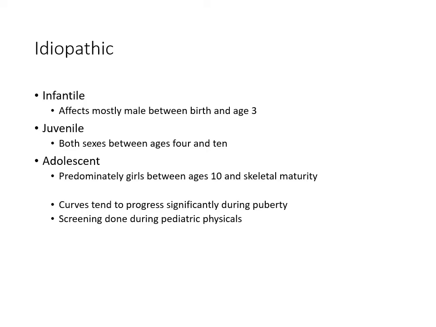The infantile one mostly affects male children from birth to age 3, and the juvenile one affects both sexes equally between the ages of 4 and 10. Adolescent is the most common one, and this is most commonly seen among girls between the age of 10 and skeletal maturity. As you know, this is their puberty stage. This curve tends to progress significantly during puberty because their height is increasing, so as their vertebral column size is increasing, the curve tends to progress more and more.